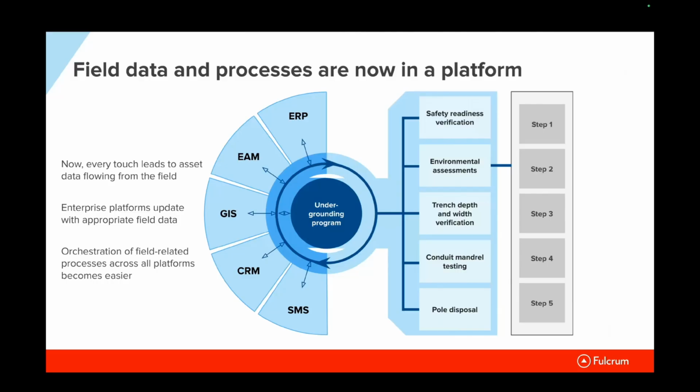When a work order is generated, the field process platform can take over and say, okay, well, now I know the steps that I have to do in order to get the information I need to get. Some of that information is going to be for the GIS. Some of that information is going to be for the EAM. Some of that information, frankly, is just going to be for the field team.